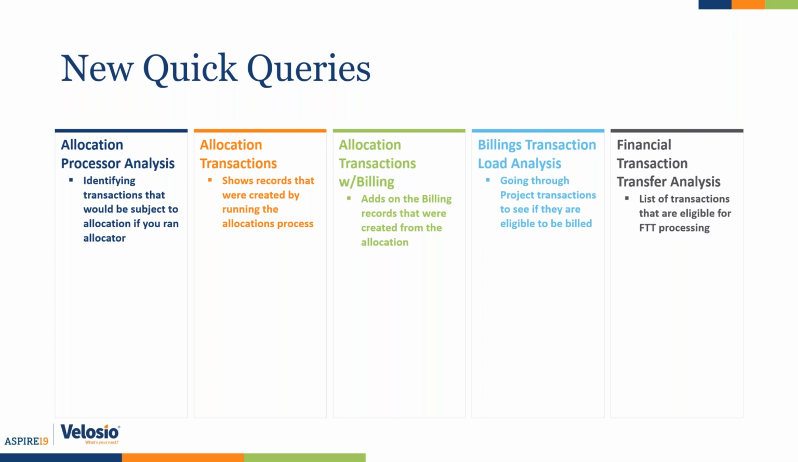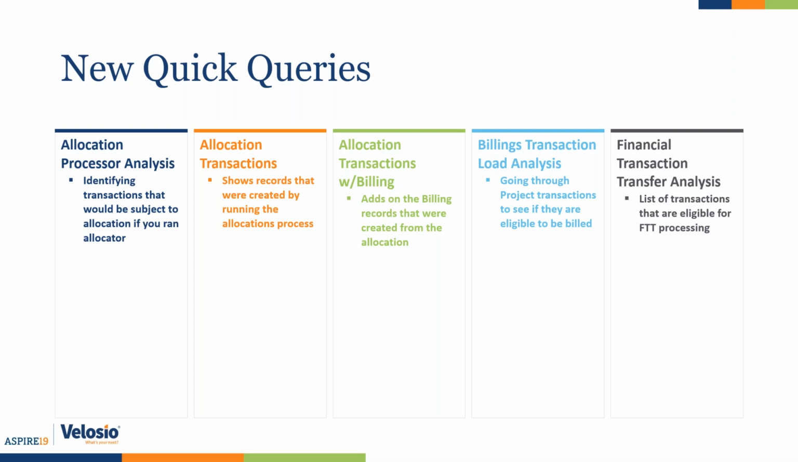One is, in the project world, if I was getting ready to run allocations, what are the things that will be subject to allocation if I ran the allocator today? Wouldn't it be great to know before you ran allocations if there's anything funky in the system? This is that query. The next thing, after you run allocations, is to show me what was created, and what was created with the billing records that were allocated as well. So after you run allocations, let's show you what happened so you're aware of what's going in. That's one place where you can run a query to see what was run.